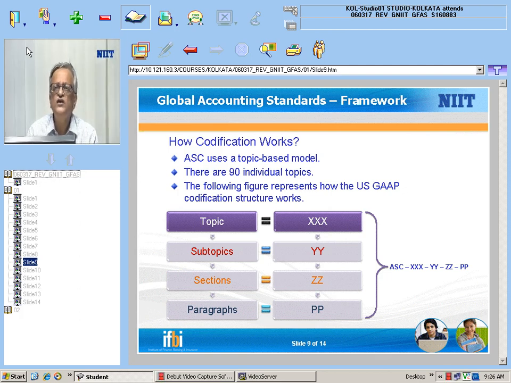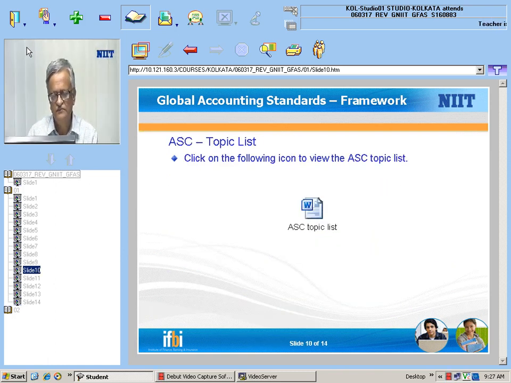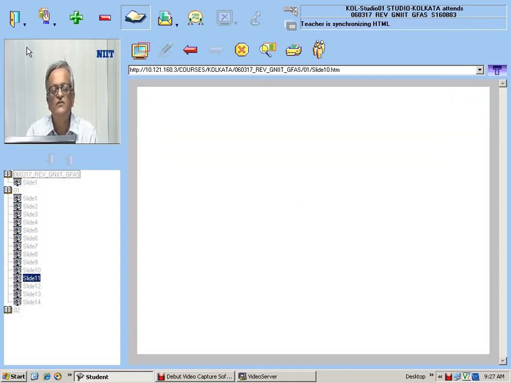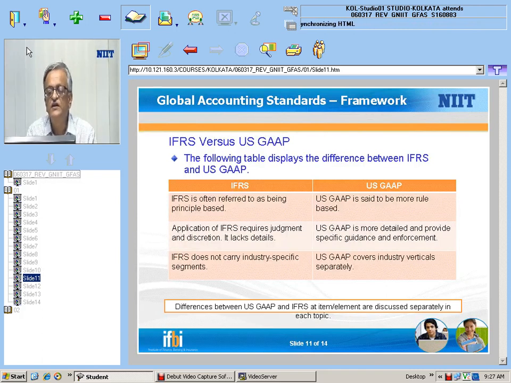So if you want to know something about assets, and you want to know something about inventory, or how it is measured, in this way you have to go about. So this is how the accounting structure codification works. There is a various list there. I don't think I will be able to show you this list. So we'll go to the next session.